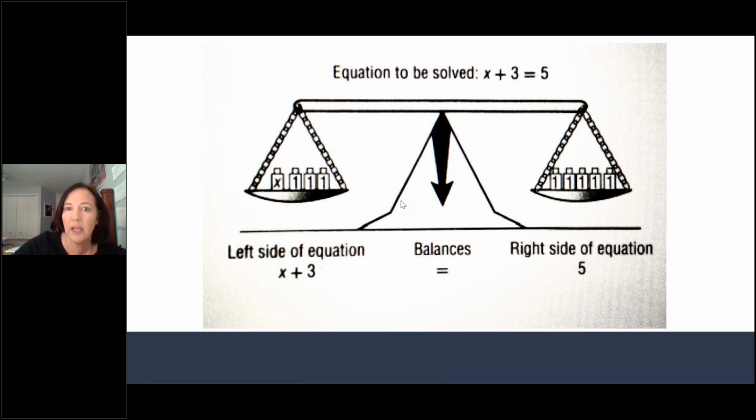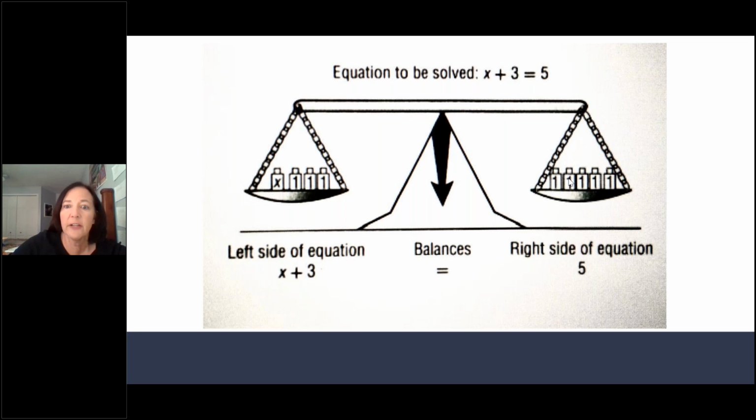solve basic algebraic equations. In an algebraic equation, the balance beam is being used to represent the equal sign. Whatever we have on the left side of the balance beam has to have the exact same weight or value as everything on the right side. We want to simplify this one because our problem here, x plus 3 equals 5. We've got x and 3 ones. Over here, we have 5 ones.